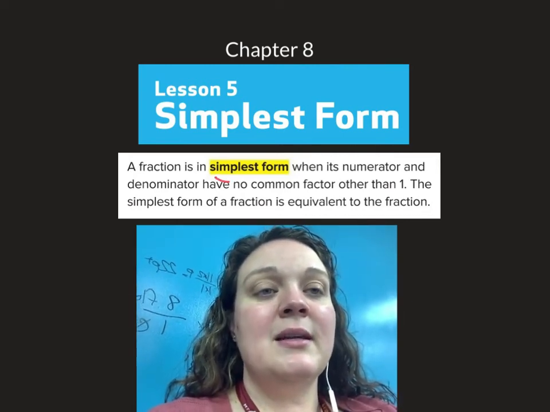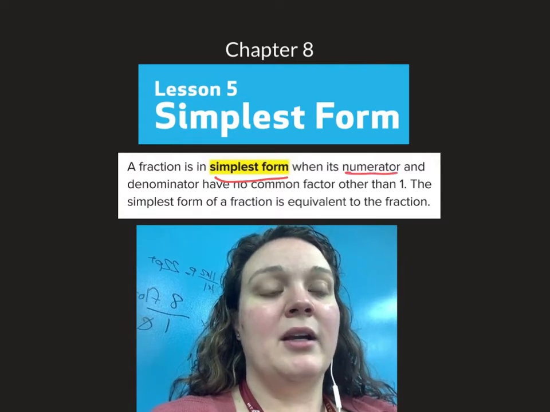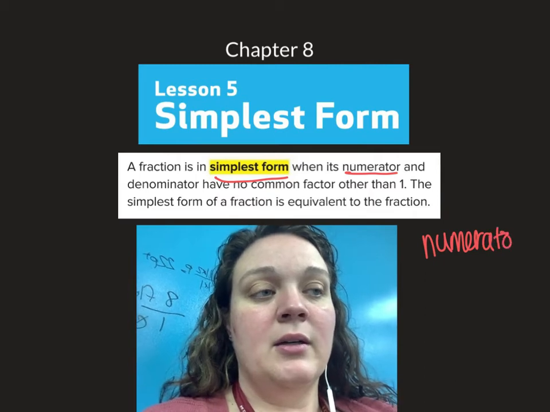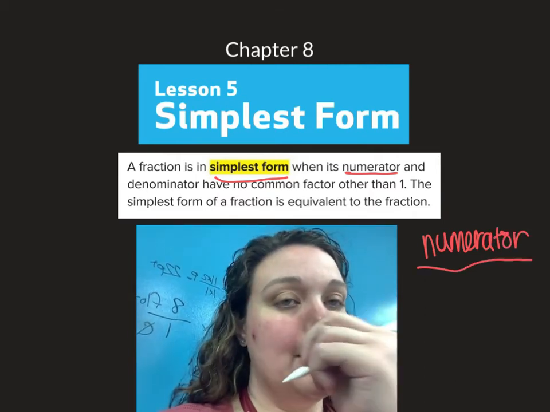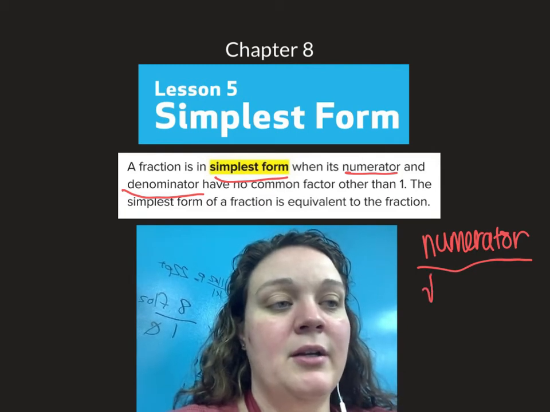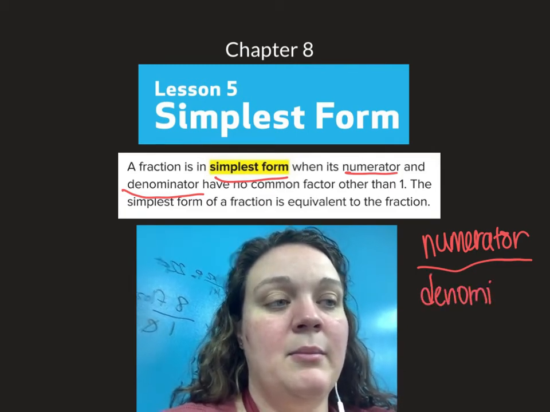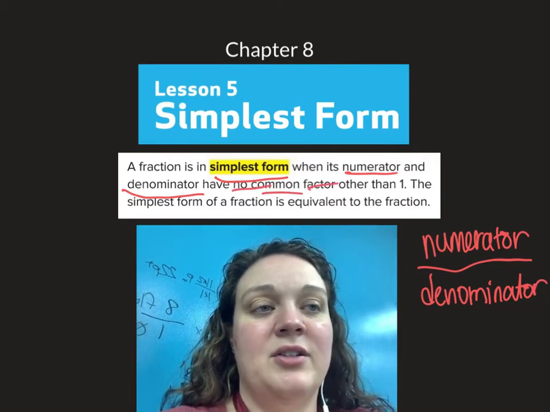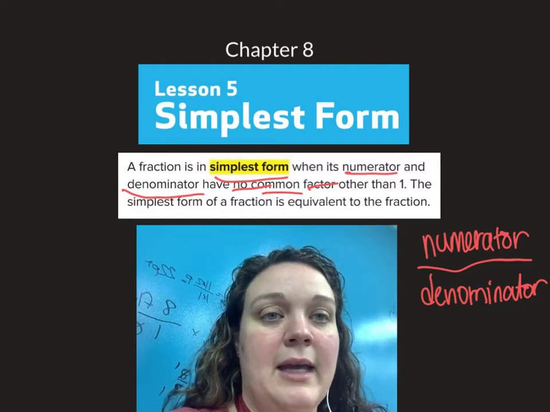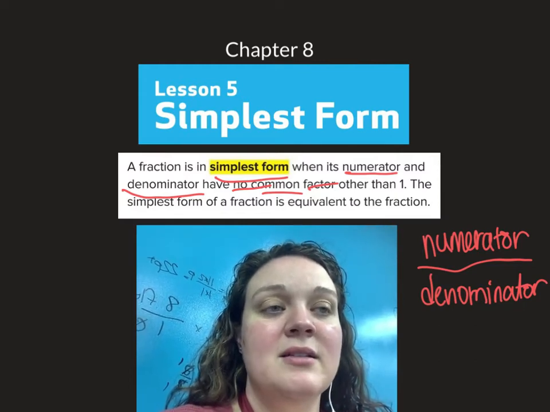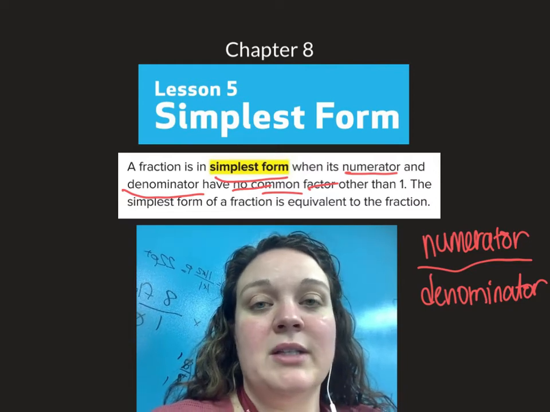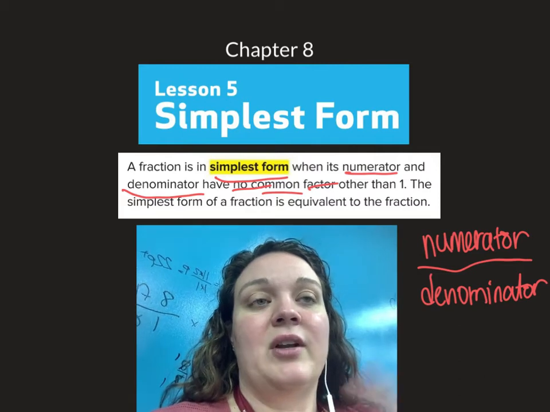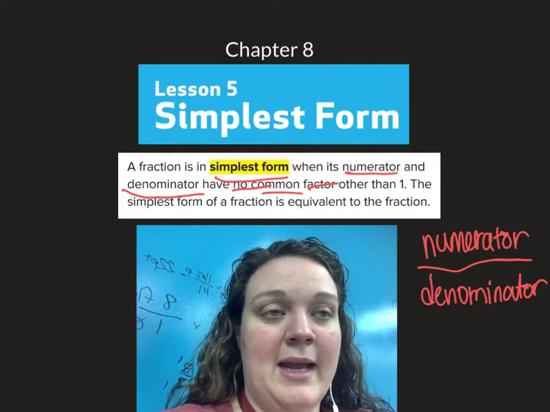A fraction is in simplest form when its numerator, which remember is our top number, and the denominator have no common factors other than 1. The simplest form of a fraction is equivalent to the fraction. So we talked about equivalent fractions yesterday, so it's worth the same amount, but it's just different numbers. We cut it into less pieces, right?